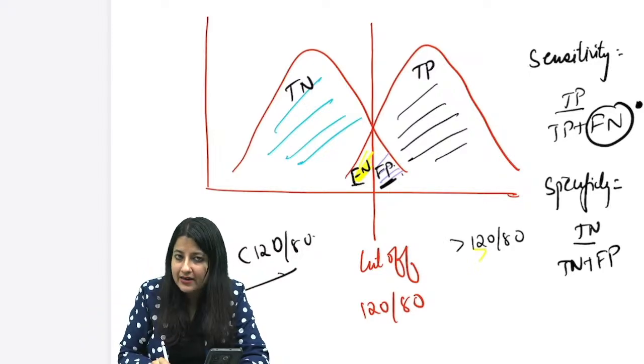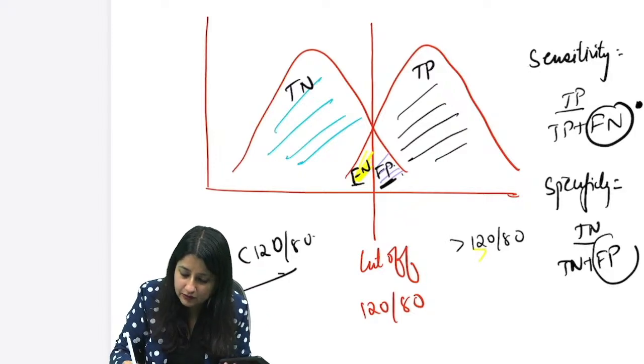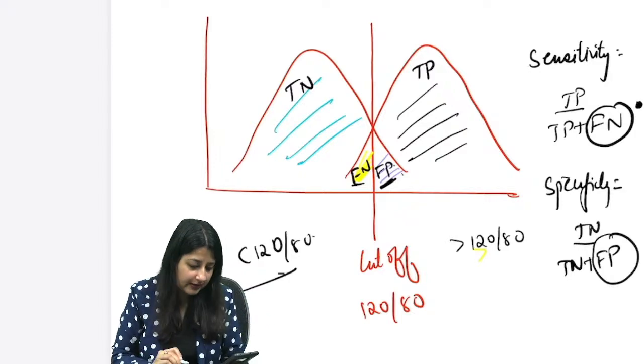And if you are below 120/80, you are what? True negative. All right, but along with true negative you have a small portion which is false positive, so it is on this side. Clear?